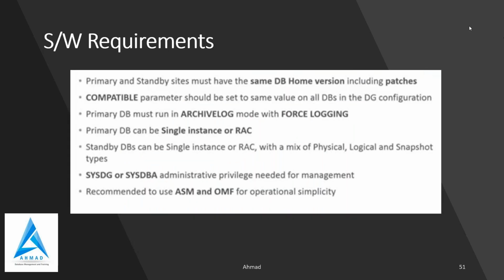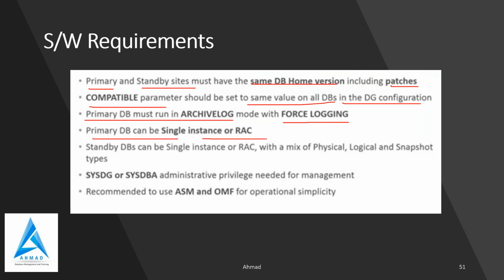Now in terms of software requirement, what is that? Primary and standby database must have same home database version, including the patches. Compatible parameters should be set to same on all DBs in the Data Guard configuration. Primary database must be in archive log mode with force logging option. Primary database can be single or RAC. Standby database can be single or RAC, or mix of physical, logical, and snapshot standby.